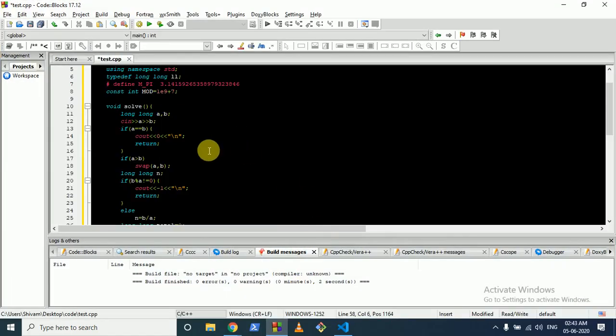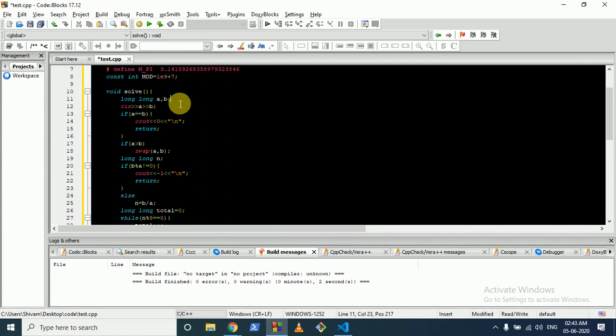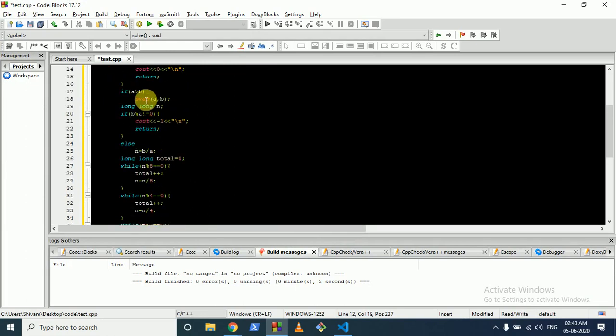Let's move on to the code now. We take input of a and b, and if a and b are the same, we just return 0 because no steps are required. Now if a is greater than b, we swap them so that a is always smaller than b.